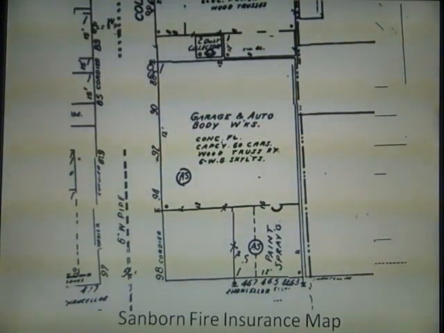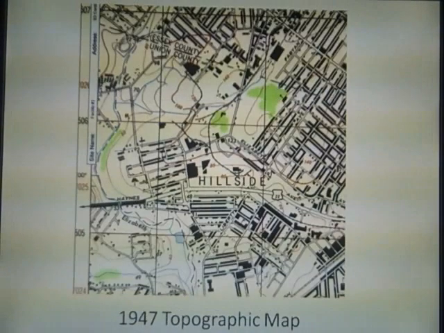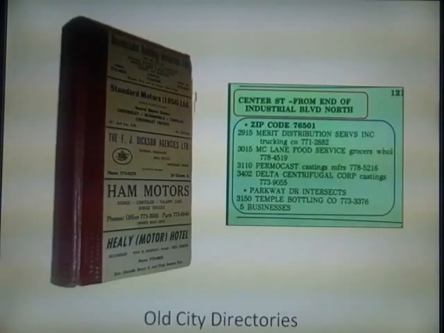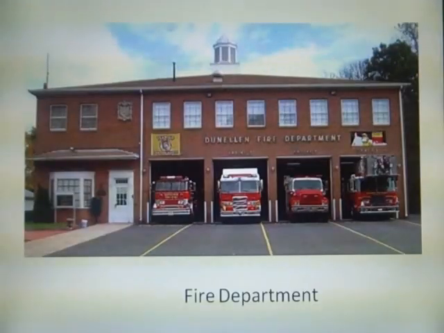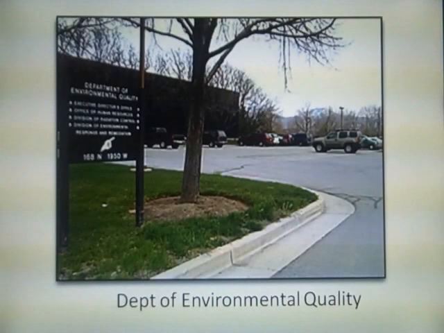Other sources would include historical aerial photos, historical topographic maps, and old city directories, which are sort of like reverse phone books in that you are able to look up addresses instead of phone numbers. During the environmental due diligence process, you may also go to a number of other places to get information. You may go to the town or city hall where you would visit the assessor's office or the building department. You may go to the fire department to get information about past fires or registered tanks. You may go to the Department of Environmental Quality or the Department of Environmental Protection at the county or state level in the case where they may have records on the subject or adjoining properties.